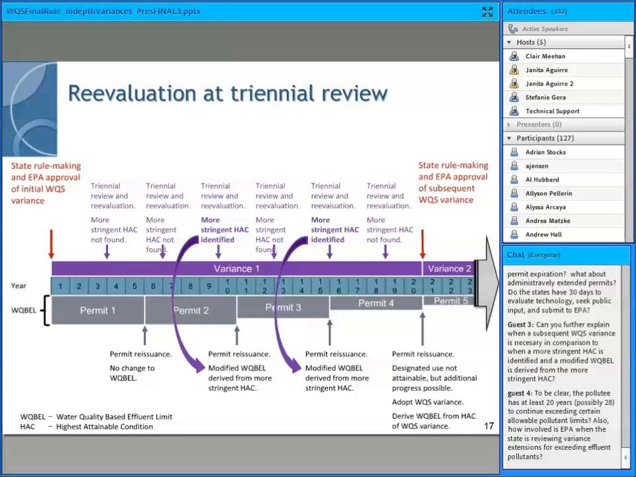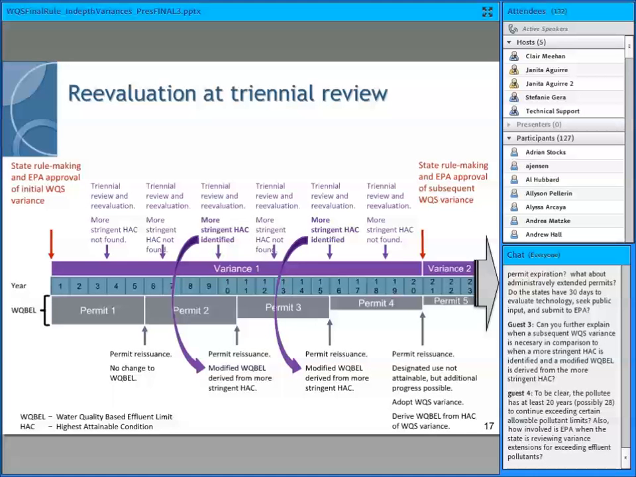At year 10, when Permit 2 is expiring and the permitting authority is reissuing the permit, the permitting authority refers to the variance reevaluations that occurred since the permit was last issued, and identifies the reevaluation that occurred during the triennial review between year 9 and 10 as identifying a more stringent highest attainable condition. The permitting authority establishes a permit limit for Permit 3 on the basis of the more stringent highest attainable condition. The same process occurs for the terms of Permit 3 and 4.